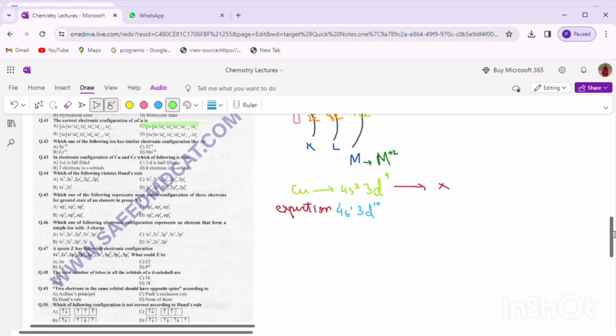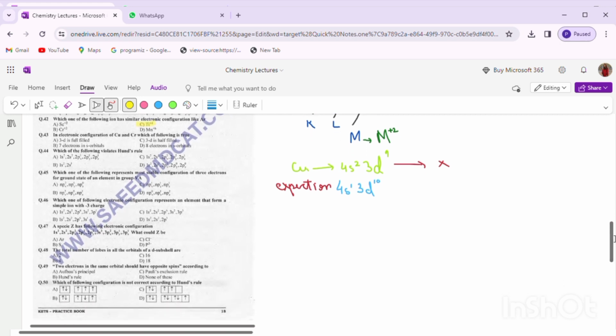Okay, so 42 MCQ, which one of the following ions has a similar electronic configuration like argon? We need to tell which one would be having the similar configuration as argon. So this is very basic, titanium plus 4, which means it has lost 4 electrons, right?